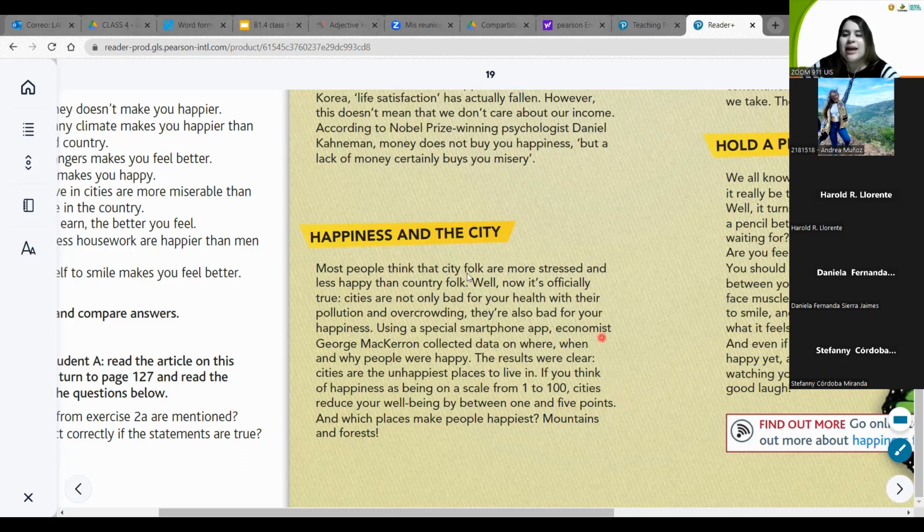Do you agree that city folk means city people? So do you agree that city folk or city people are more stressed and less happy than country people? Totally. Yes, teacher. Definitely. There is more traffic. I think that is the principal problem. Yeah, crowded. And also crime. I think crime in the cities is much higher than in the countryside.